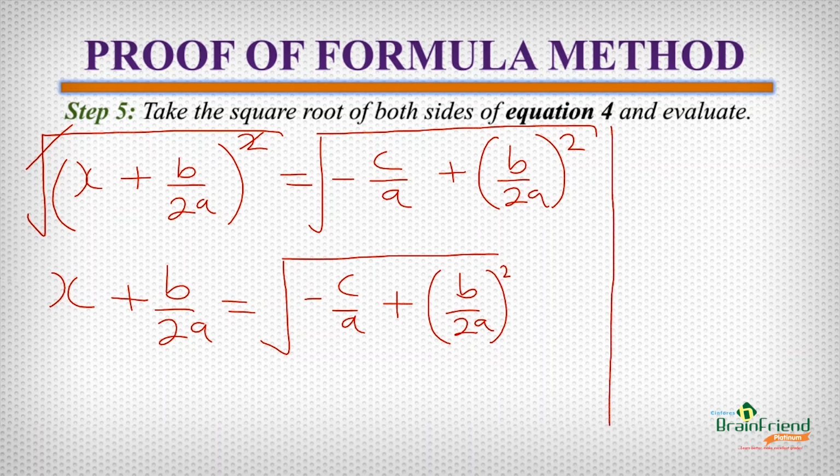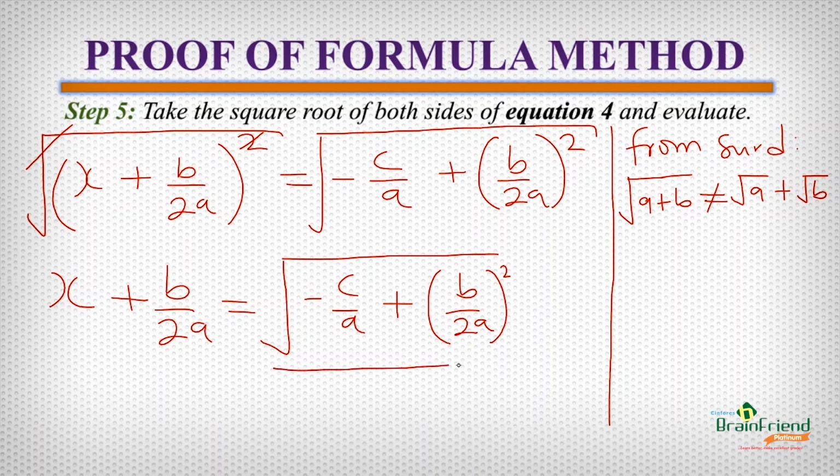Now the square root and the square on the left hand side cancelled out, right? But why didn't that happen in the right hand side? Well, remember, from SOD, square root of a plus b is not the same thing as square root of a plus square root of b. You know that, right? So if we do that here, it will not work. That's why we cannot take out the square root on the right hand side. So now let's call this equation 5.